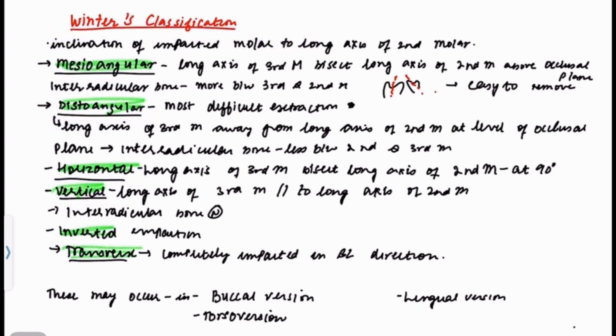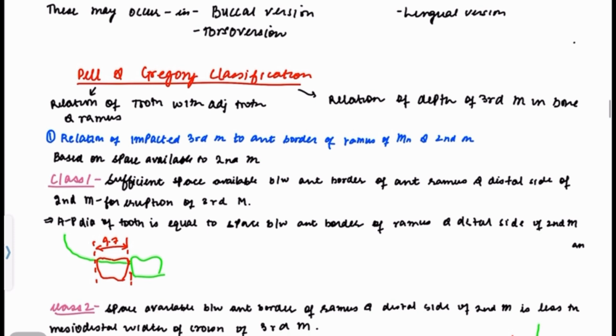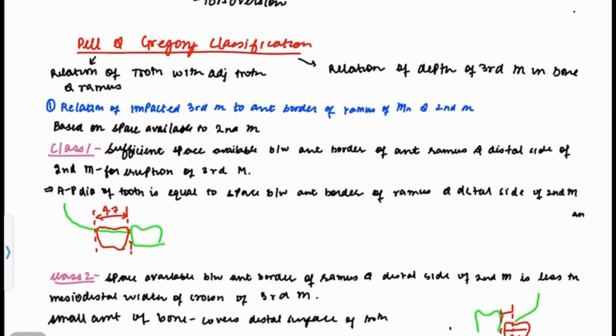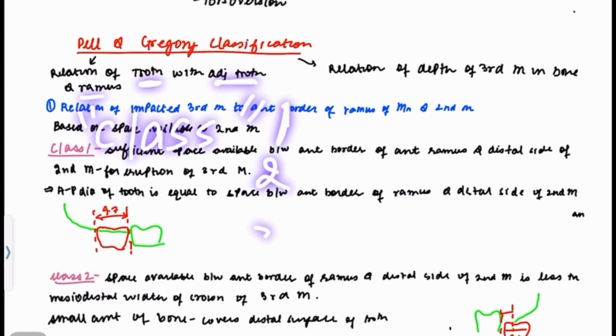Now let's move on to the Pell and Gregory classification. In this we will be seeing 2 things. First, we will be seeing the relation of the tooth with the adjacent tooth and ramus. In this, one thing has to be kept very clear. While seeing the relation of the tooth with the adjacent tooth and ramus, we will be using the word class. So class 1, class 2 and class 3.